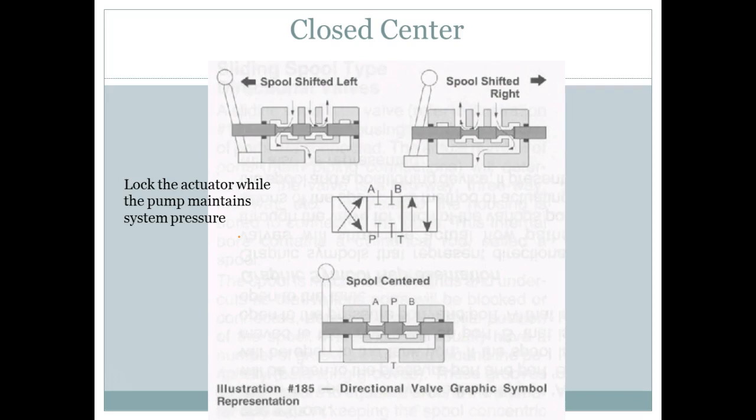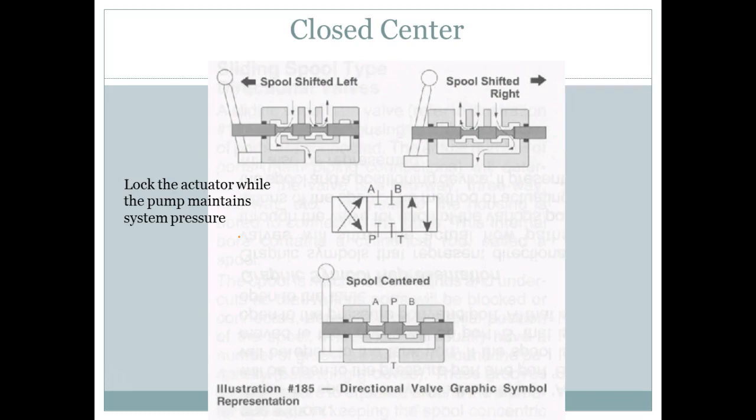So here we're calling them P. What does P stand for? This is a hydraulic valve, so P stands for pressure. T stands for tank, so that's your return. That's the port that takes it back to the tank. Then your working ports are called A and B. Does that make sense?